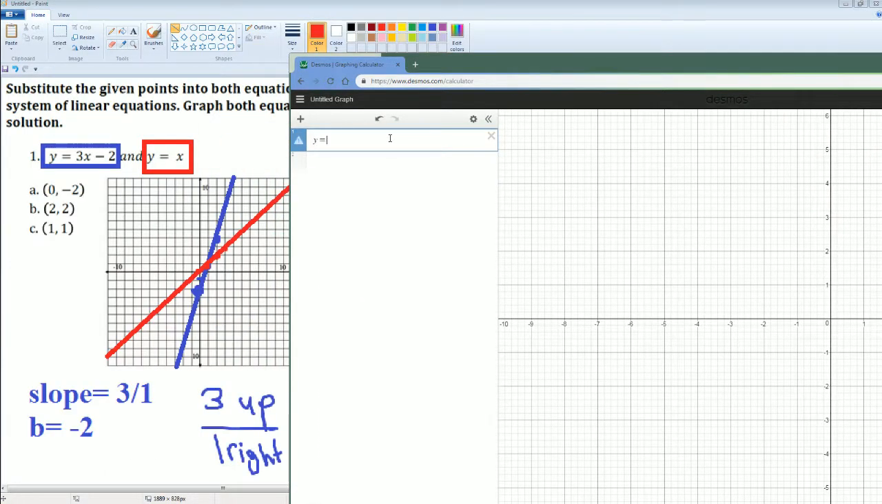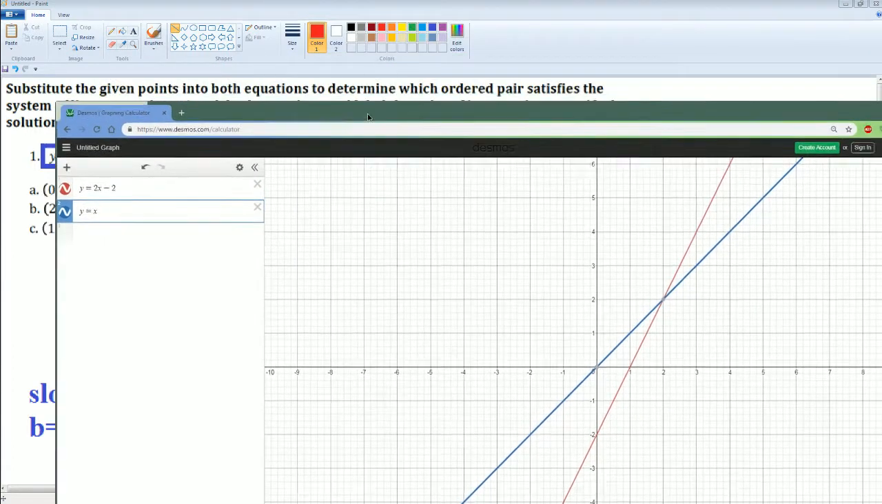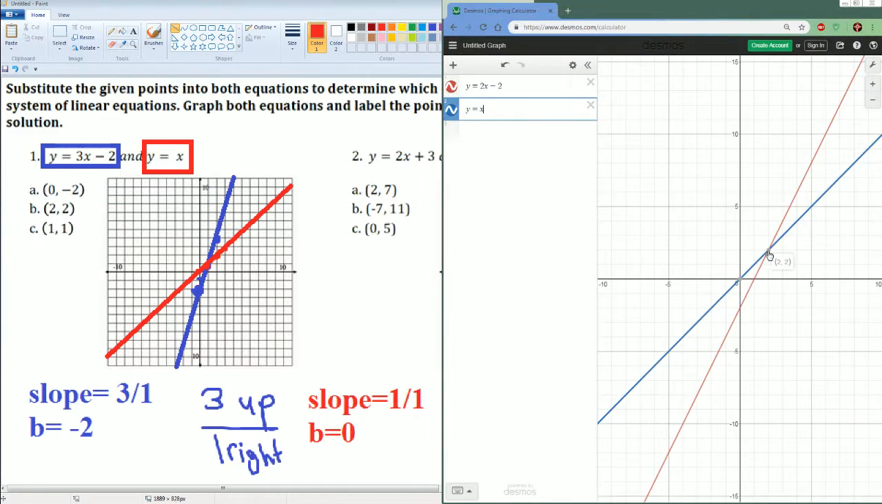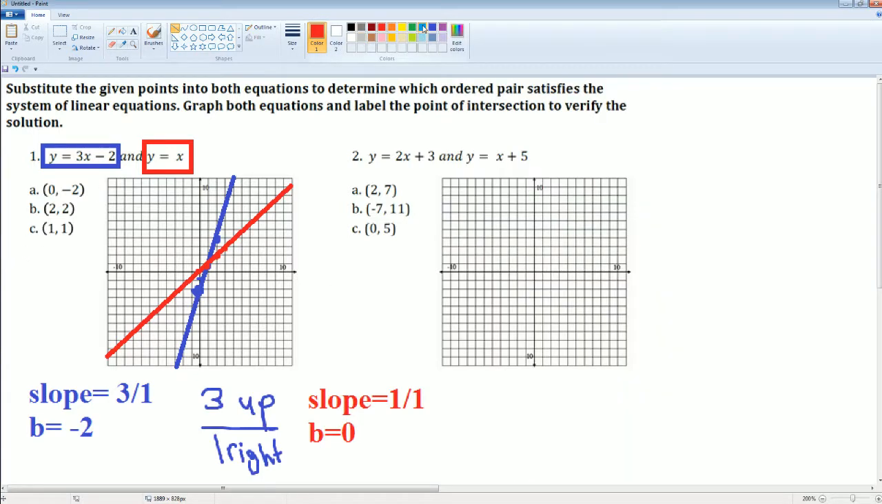So y equals 3x minus 2, and the other one was y equals x. So it looks like it only intersected at one point. 2, 2 here was the only intersection, okay? I just want to graph it for you so you could see it. Nothing else would be a solution. So the only solution for this one would be at 2, 2. Alright? Let's do the next one.